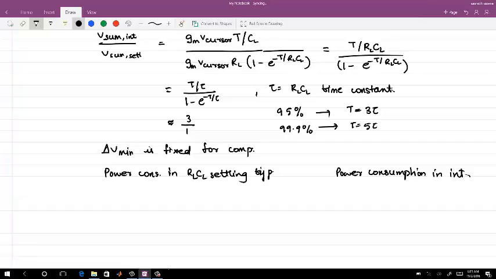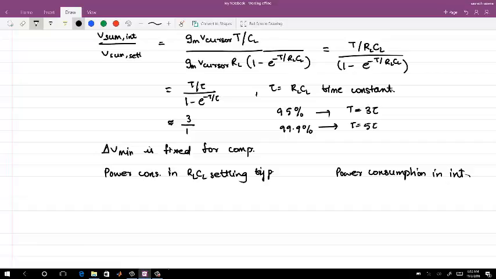What should it be, greater or lesser, for the same delta V min I want? And you have just seen the expression before that if I keep everything the same, the V sum of integration is 3 times larger than the V sum of the settling type. Isn't this straightforward? No, no, that's what I'm saying.